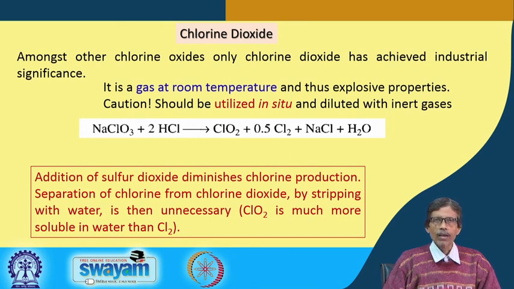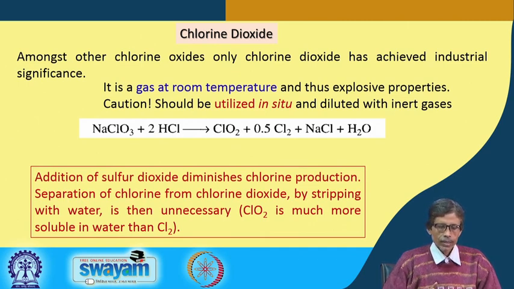Then, if you add some sulfur dioxide, which is a reducing agent, along with your HCl, it takes care of the excess chlorine production. When chlorine is present, we have to separate it from chlorine dioxide, otherwise we cannot get pure chlorine dioxide by stripping with water. Chlorine can be taken out through a reaction, an adsorption tower or a stripping tower of water. That can be avoided if we use sulfur dioxide.